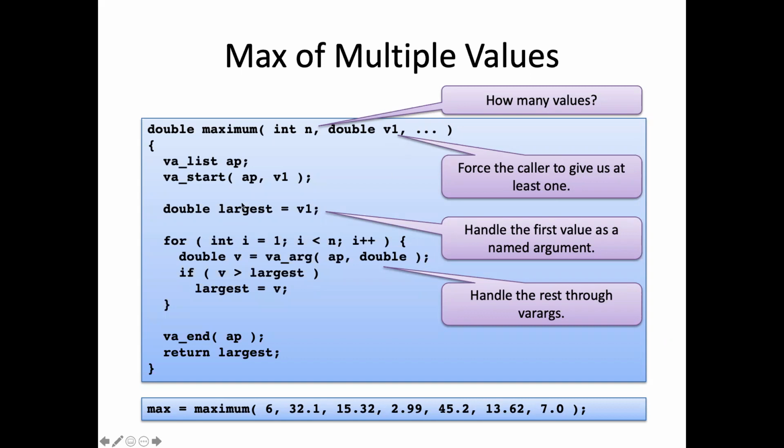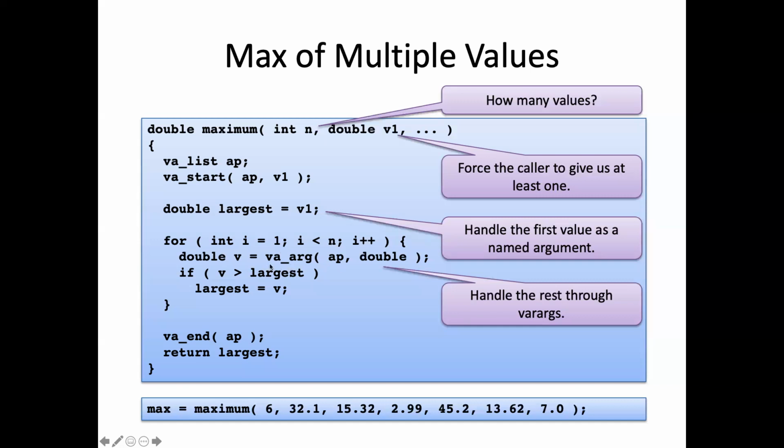Within the function, I get ready to process var args. I take the first value you gave me, the one you had to give me, and that's my tentative largest until I find a bigger one. And then I go through, you said you were going to give me n values. So I go through the rest of them, extracting each double.